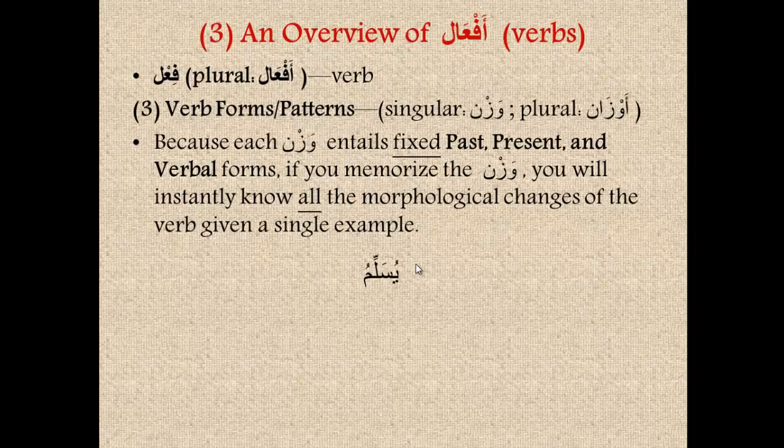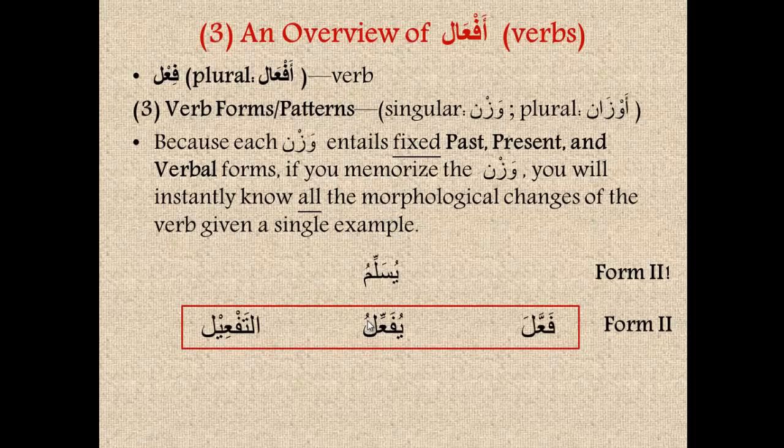Again, if you've memorized the wazn, you can predict the past tense and the verbal given the present. You can predict the present and the verbal given the past tense, or you can predict the past tense and the present given the verbal. Whatever form you're given, however it is conjugated, if you know the wazn, you can derive all the other forms. So we know that yusallimu fits onto the pattern yufa'ilu. We know it's a form 2 verb. We know that form 2 goes like fa'ala yufa'ilu at-taf'il, so we can derive sallama yusallimu at-taslim.